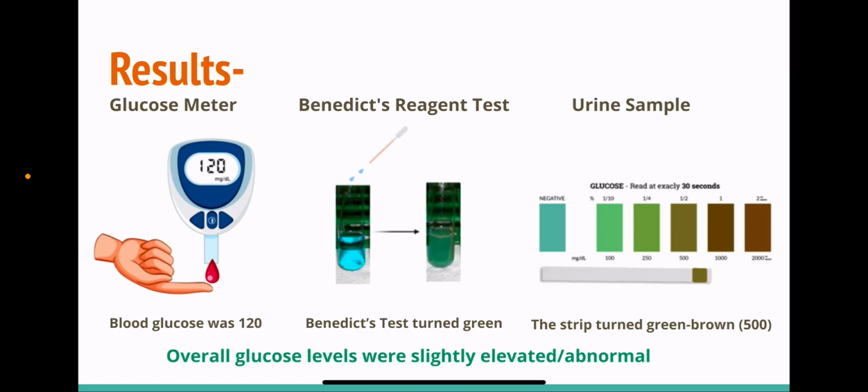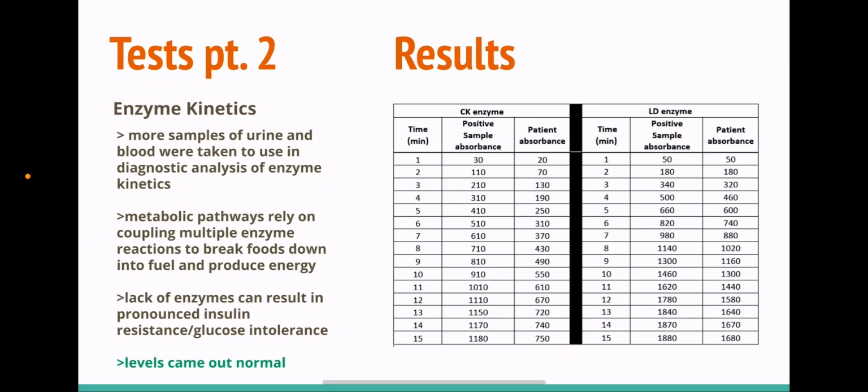The results I got from this is that her glucose levels are slightly elevated. Her blood glucose was 120, her Benedict's test turned green, and the strip from the urine sample turned a green-brown color. That being said, this increases our suspicion for either kidney disease or diabetes. In order to either confirm or deny diabetes, we are then going to do a test on her enzyme kinetics.